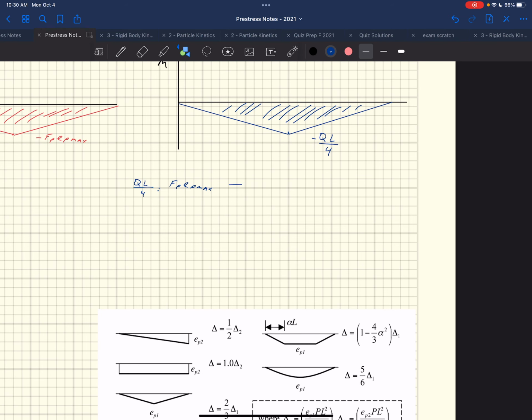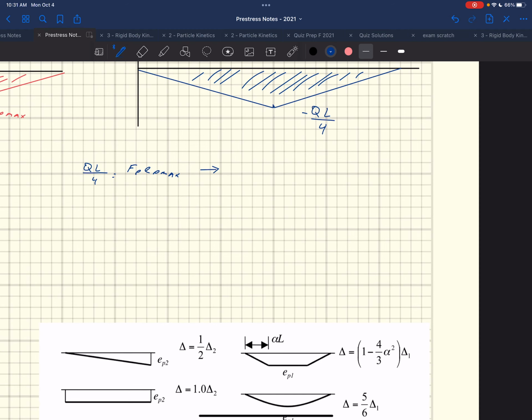That equivalent force Q is equal to FP EP max times 4 divided by L. So then you would come into this and say, all right, my equivalent force is FP EP max times 4 over L. I have now an equivalent force. And then at this point, I can calculate the deflections.